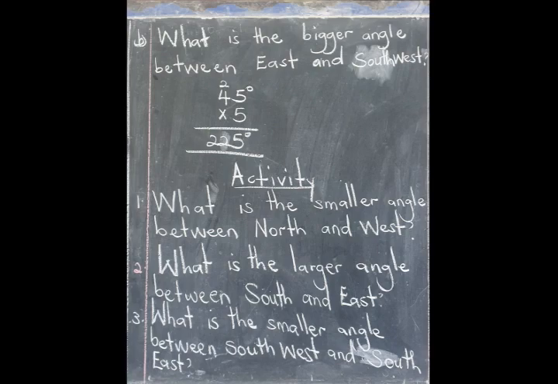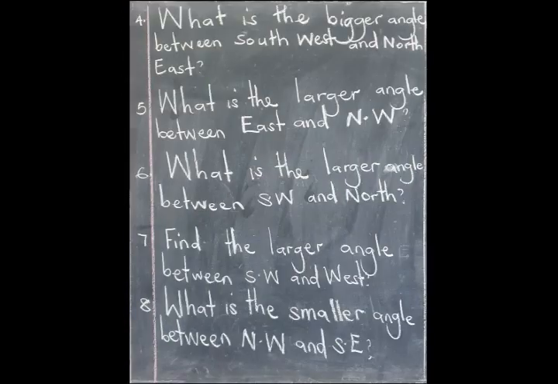Activity number one is saying, what is the smaller angle between north and west? Then number two, what is the larger angle between south and east? Then number three, what is the smaller angle between southwest and southeast? Question four, what is the bigger angle between southwest and northeast? Number five, what is the larger angle between east and northwest? Number six, what is the larger angle between southwest and north? Then number seven, find the larger angle between southwest and west. Then lastly, what is the smaller angle between northwest and southeast?